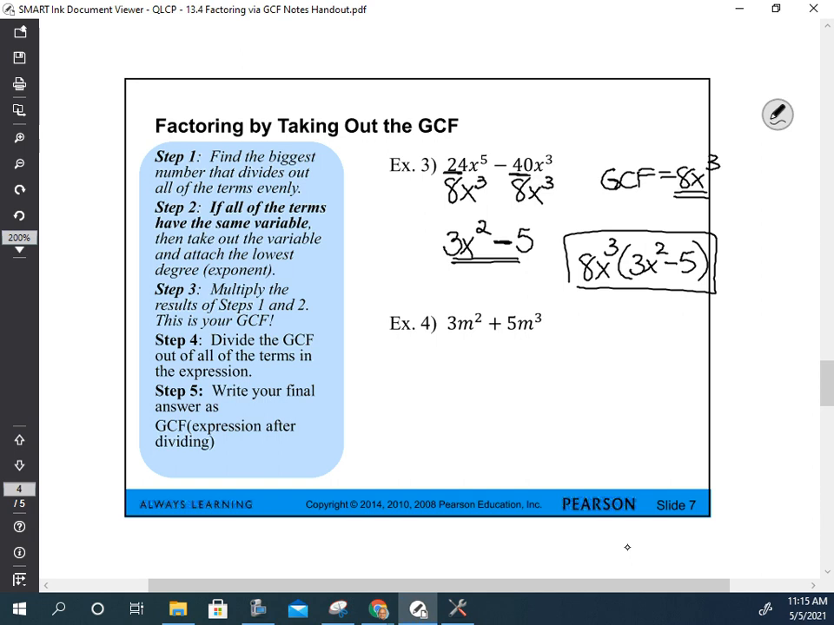3m squared plus 5m to the 3rd. So notice that it's out of order. When they give it to you out of order, you're not required to change it, at least if you're just taking out a greatest common factor. If it will make you feel better to put it in order, then by all means, put it in order. I would just get in the habit of putting it in order if the problem's not in order.